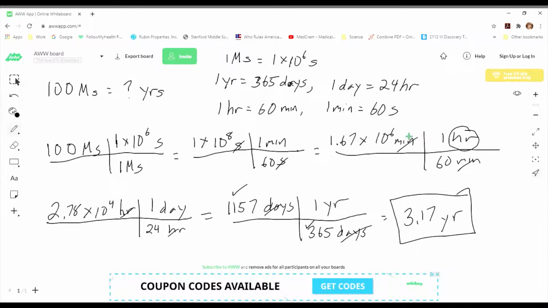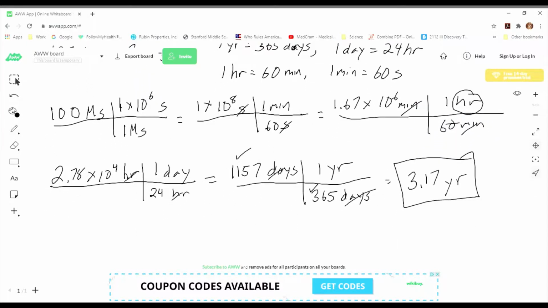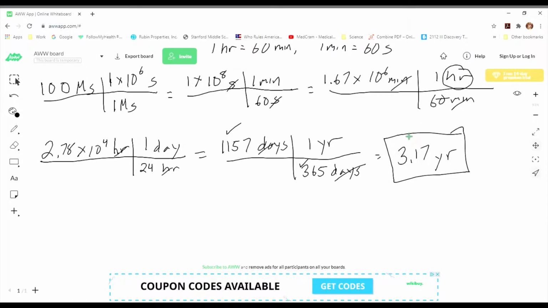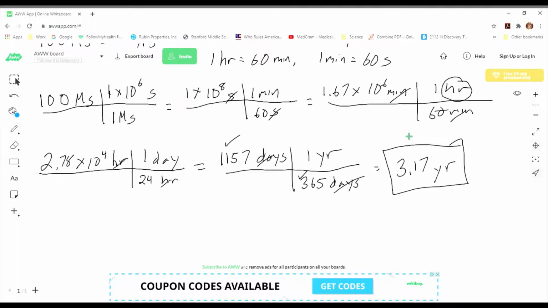It took us 5 steps. Well, I'll go ahead and set it up here so you can see, if we just did it all in one calculation. I think I can fit it all in. We start off with, I'll do it in a different color so that you can see. Okay, I need the pen. 100 megaseconds.